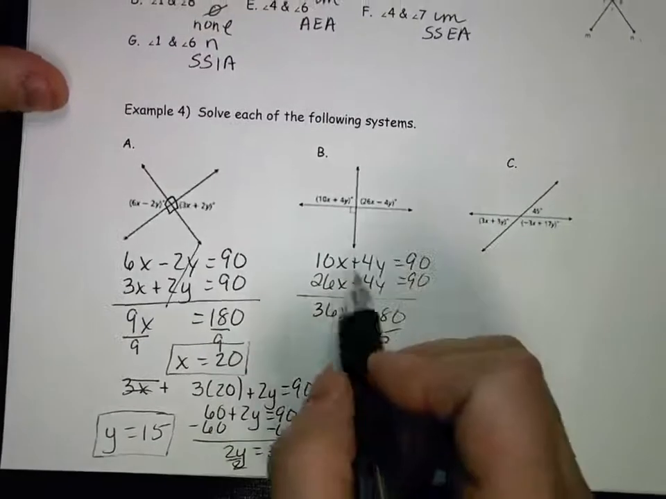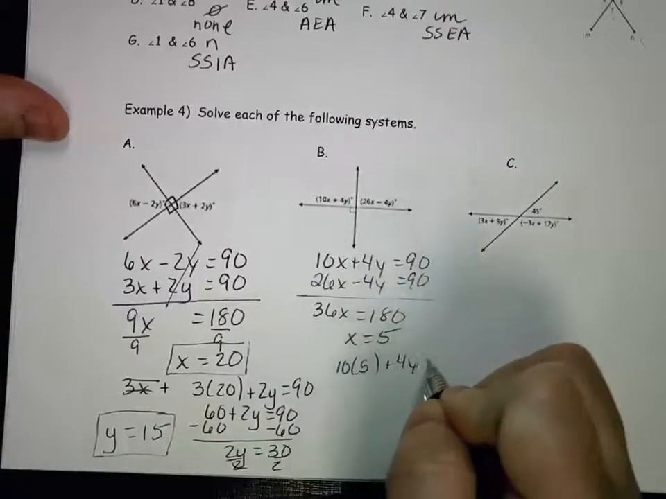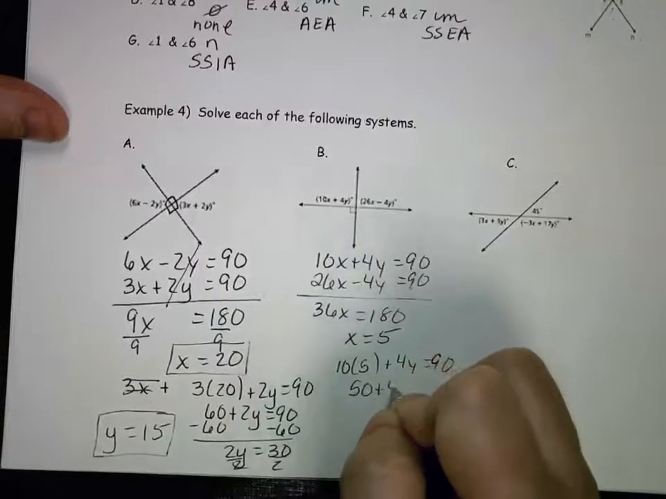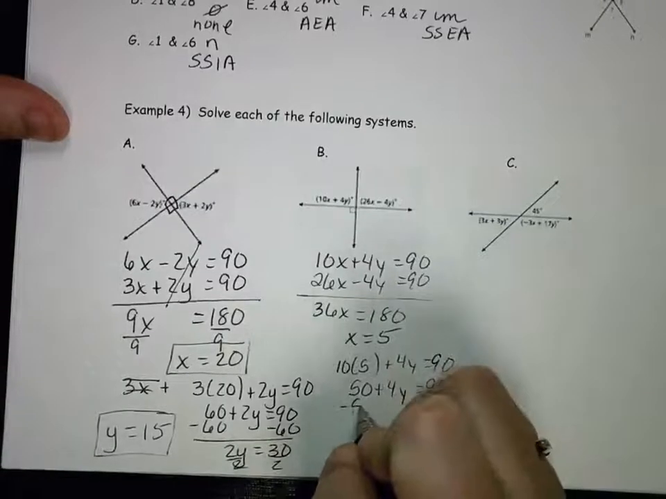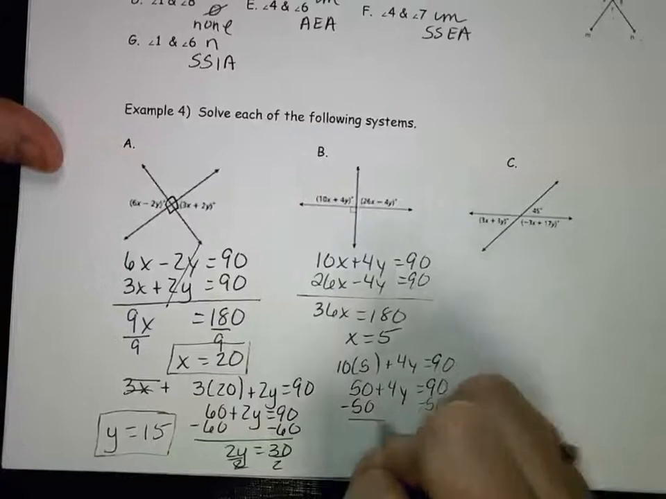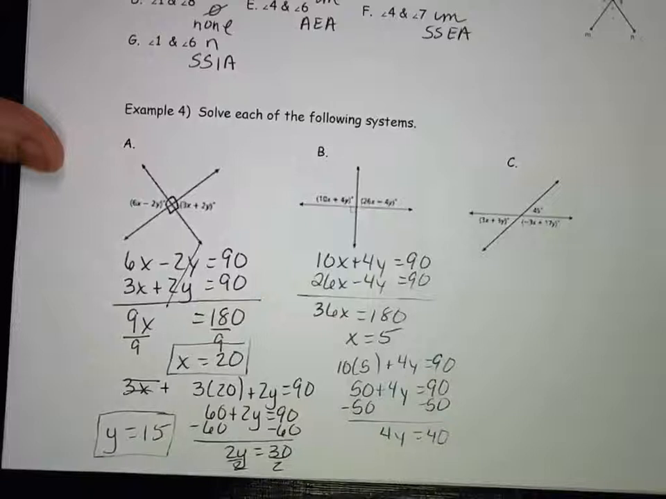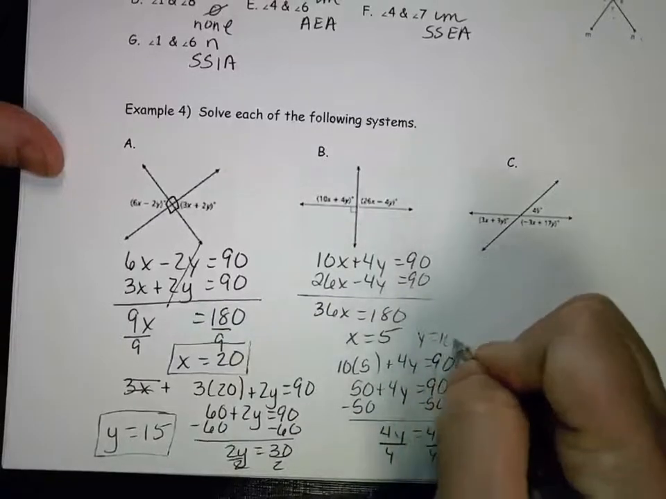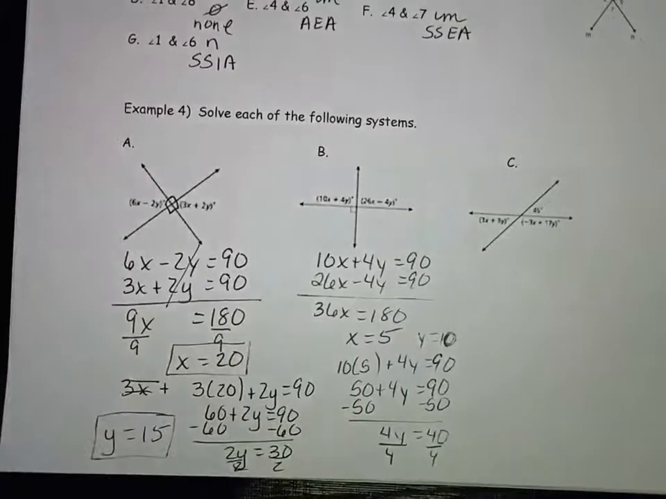And I'm going to put that into the first equation. So 10 times 5 plus 4y equals 90. That becomes 50 plus 4y equals 90. And subtracting 50 from both sides, you have 4y equals 40. And then when you divide both sides by 4, y equals 10. So x equals 5, y equals 10.